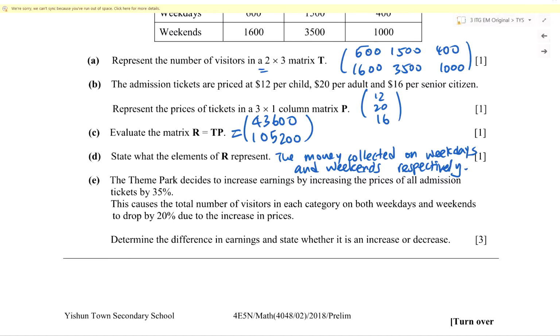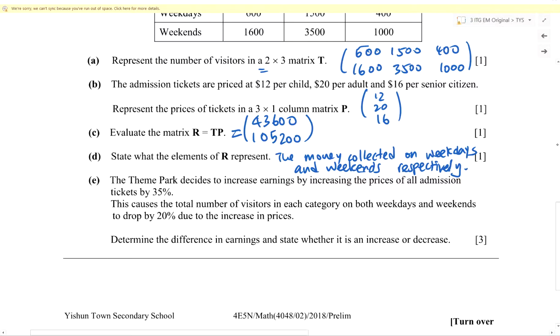Now I have one thing to point out over here. Some of your phrasing looks very weird. For example, it is the total price paid on weekdays and weekends respectively. Total price paid doesn't make sense. It is the total amount collected. I agree that over here in this column matrix, these are the prices for one ticket. Then that might make you want to say total price, but you have to get the context right. This is total amount of money collected, or you can call it revenue.